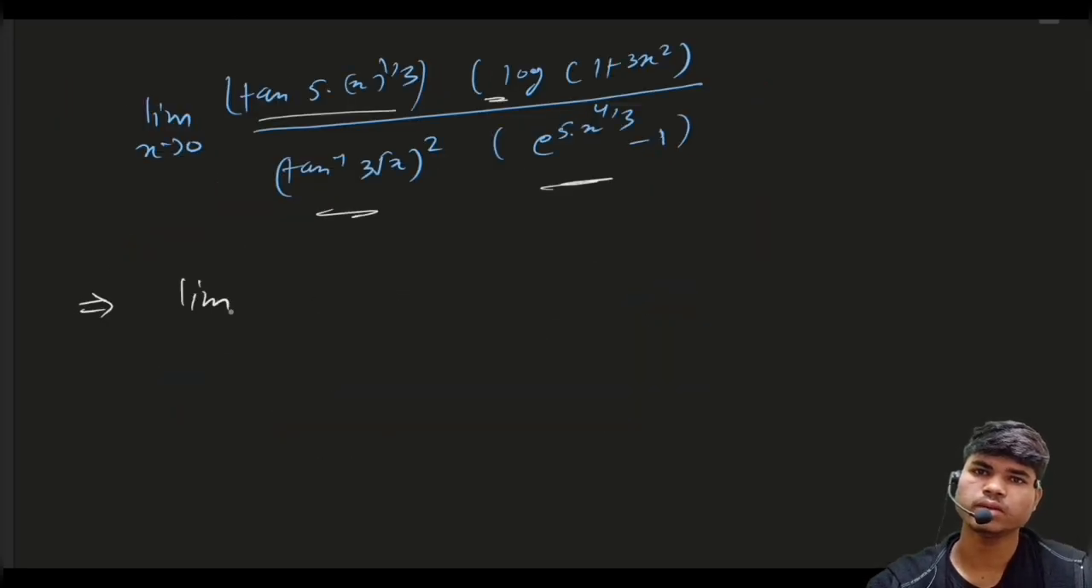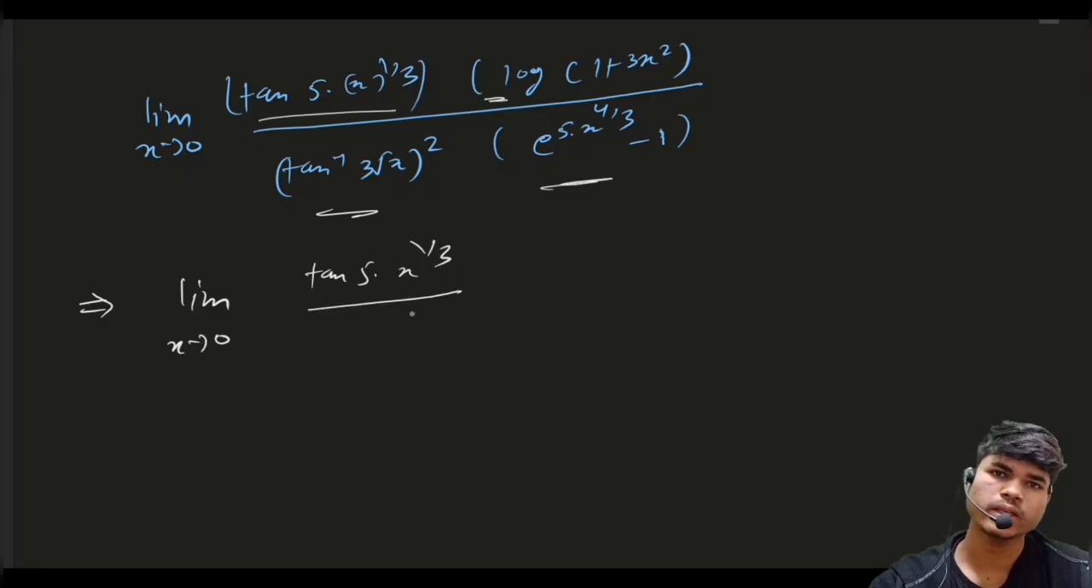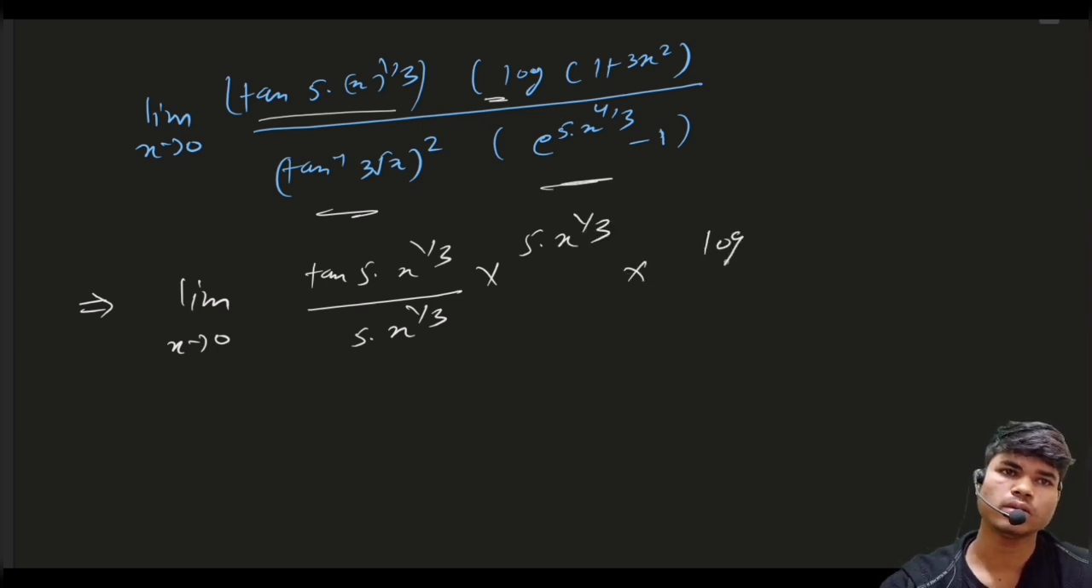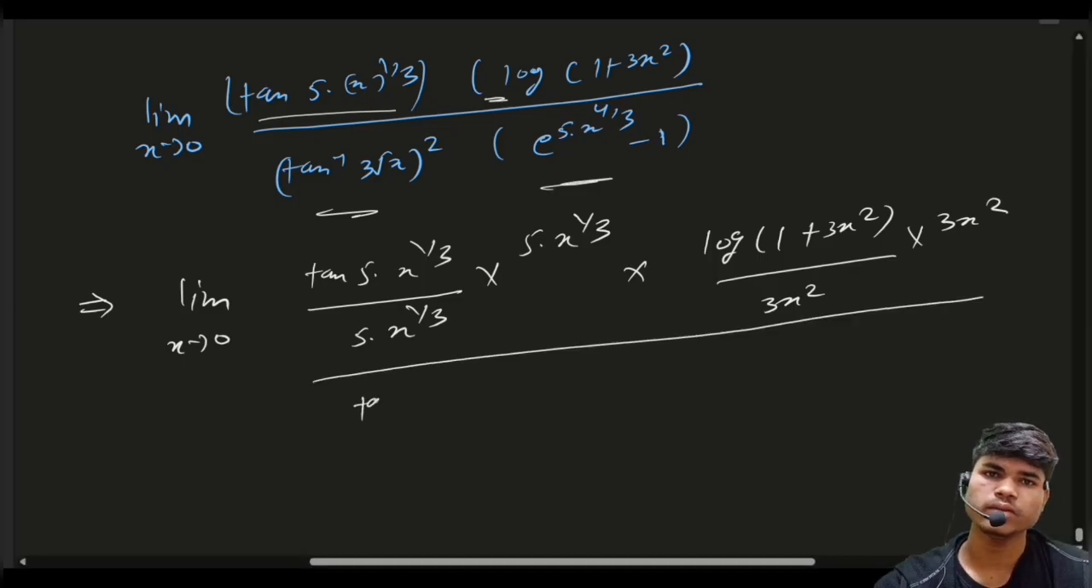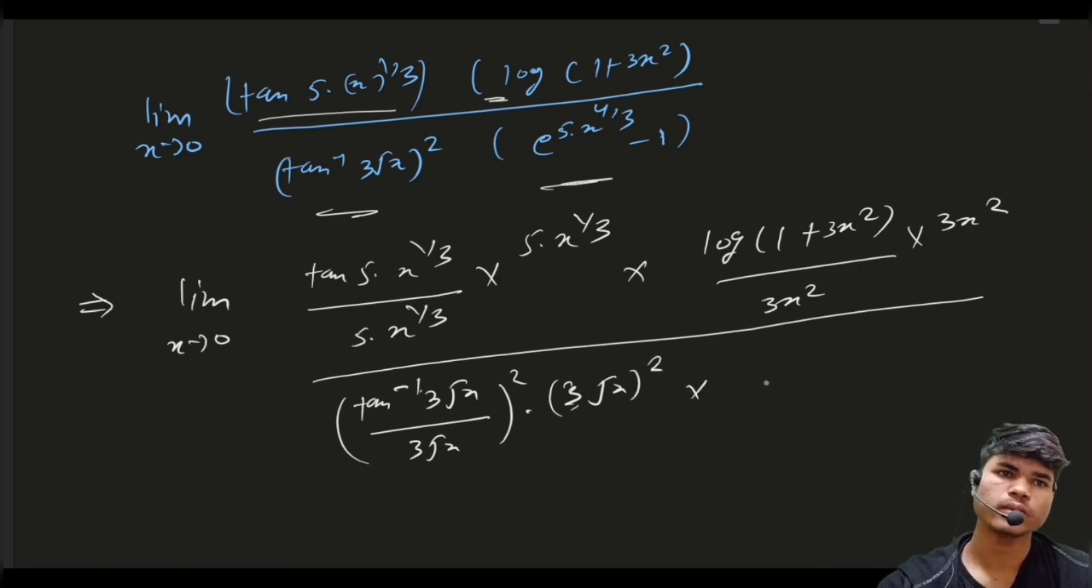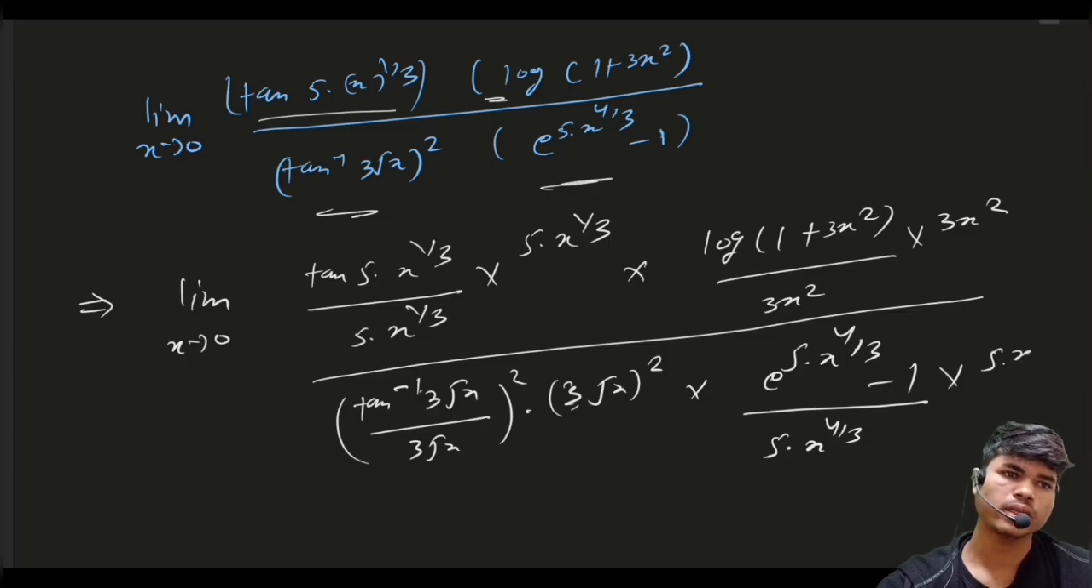So we have limit x tends to 0 tan of 5 into x to the power 1 by 3 divided by 5 into x to the power 1 by 3, into 5 into x to the power 1 by 3, into log 1 plus 3x square divided by 3x square, into 3x square, whole divided by tan inverse of 3 root x divided by 3 root x whole square, into 3 root x whole square, into e to the power 5 into x to the power 4 by 3 minus 1 divided by 5 into x to the power 4 by 3, into 5 into x to the power 4 by 3.